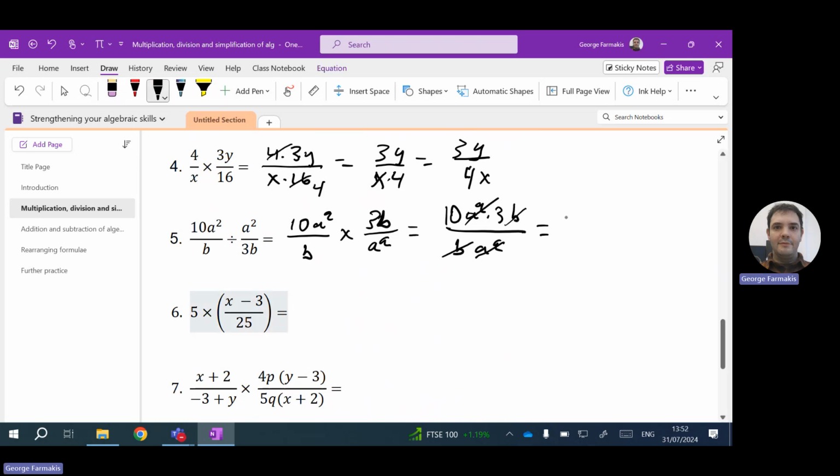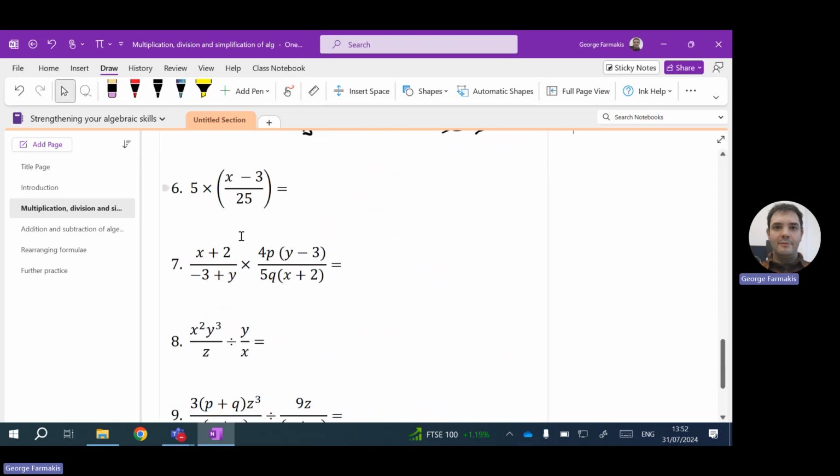So a lot of simplification here. So equals to 30. Okay, let's do some more.